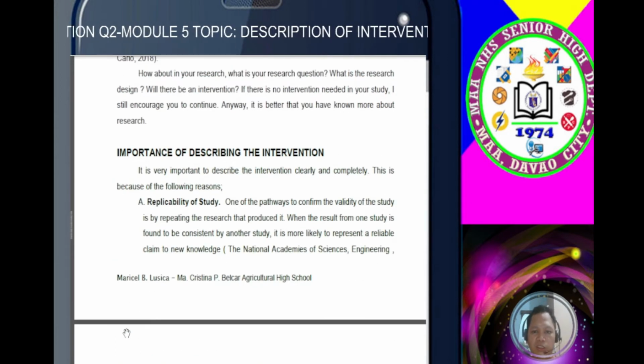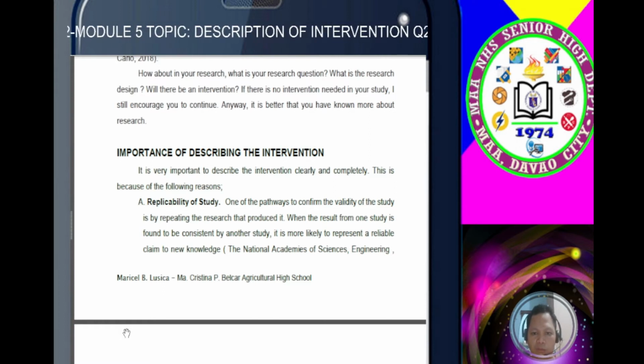Importance of describing the intervention. It is very important to describe the intervention clearly and completely. This is because of the following reasons. A, replicability of study.